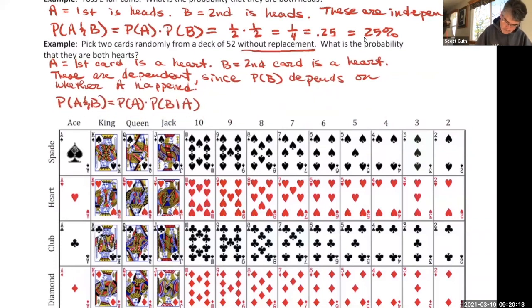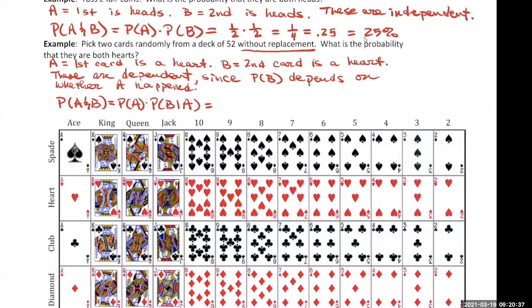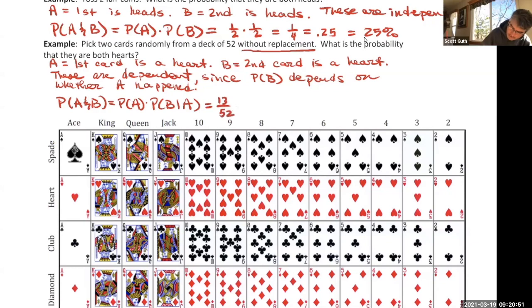Again, there's 13 hearts and you're drawing 2 out of 52, and you're not replacing the first card when you draw the second. So what's the probability of A, the first card is a heart? You want to take the number of hearts and divide by the total number of outcomes. How many hearts are there? 13. Good. Out of how many outcomes? 52 cards altogether.